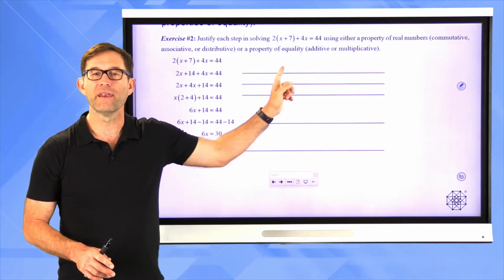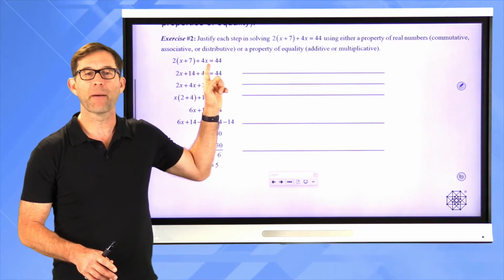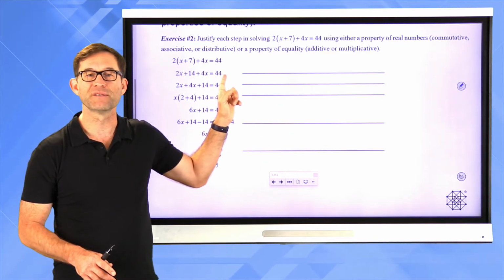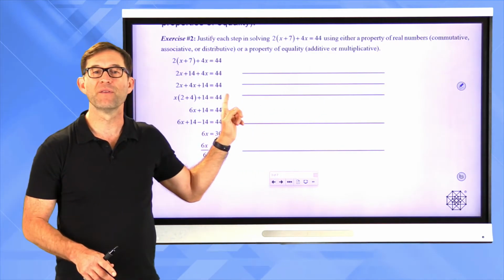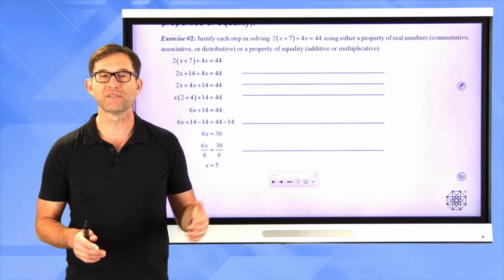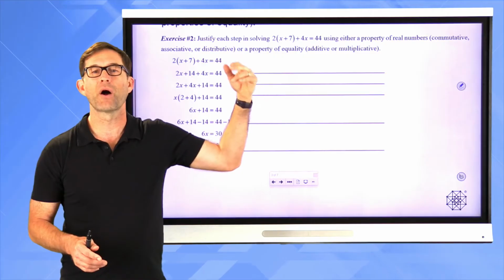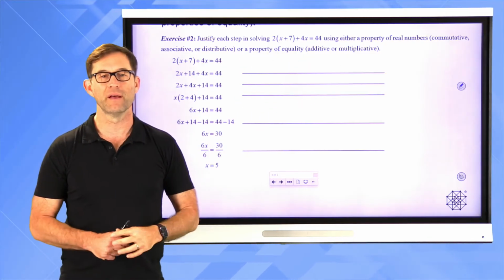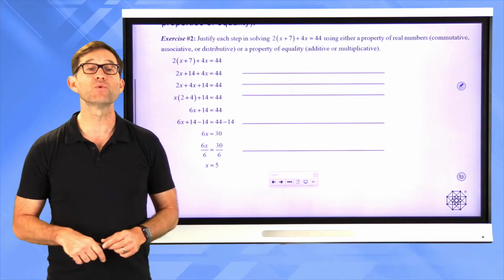And I'd like you to then, in each one of the blanks, ask yourself, what exactly happened when we went from this step to this step? Then you're going to write that in here. What happened when we went from this step to this step in here? And again, when I say what happened, specifically, was it the commutative property? Was it the associative property? Was it the additive property, etc.? So pause the video now and see if you can figure out each one of these steps.